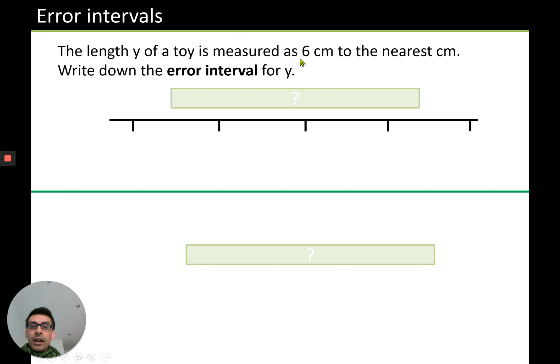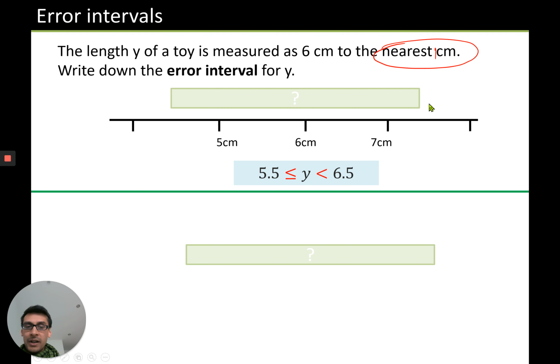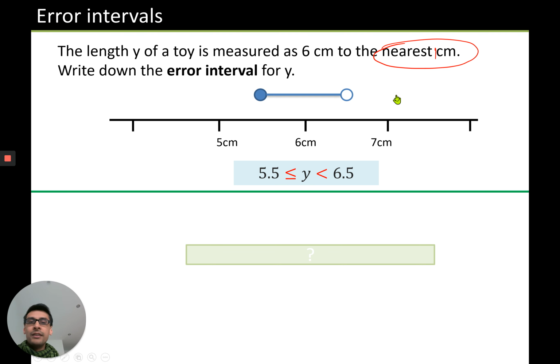So again, we can do a number line, although by this point you might just know if you're measuring to the nearest 1 centimeter, well, half of 1 is 0.5. So you're going to add or subtract 0.5. In other words, your inequality will be 5.5 up to, but not including 6.5. And if you want to do an inequality on a number line with the signs, then you can do that as well.